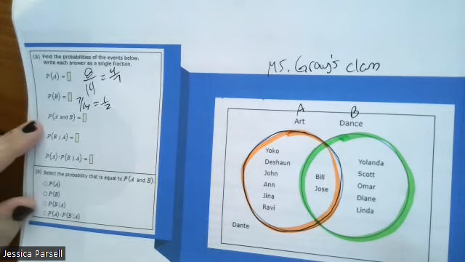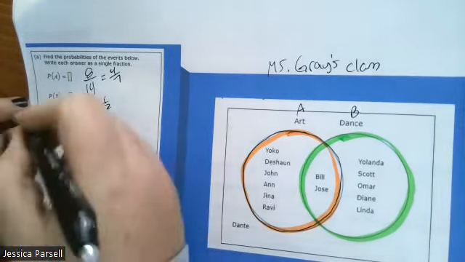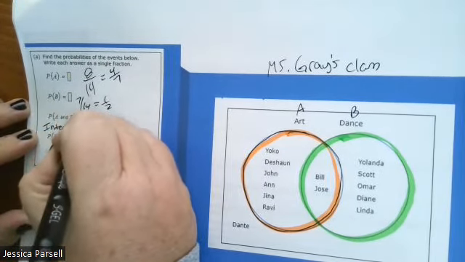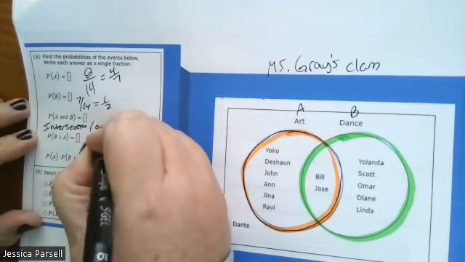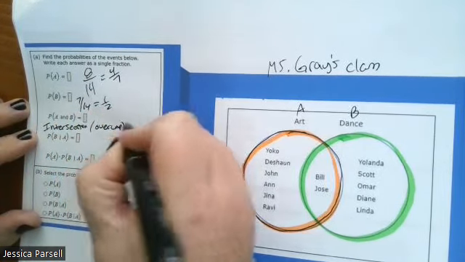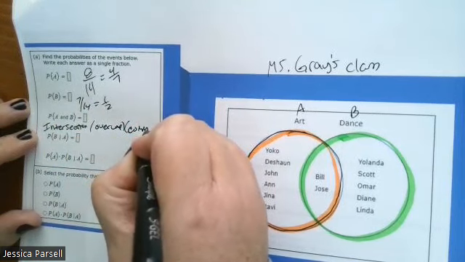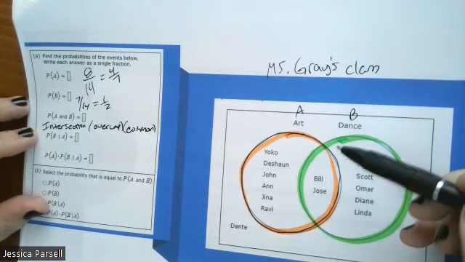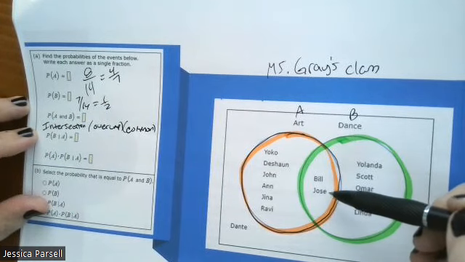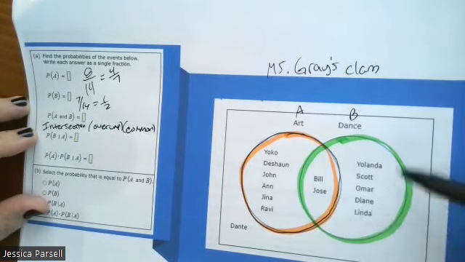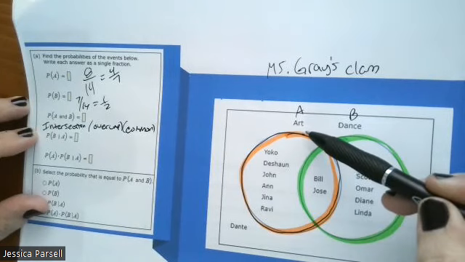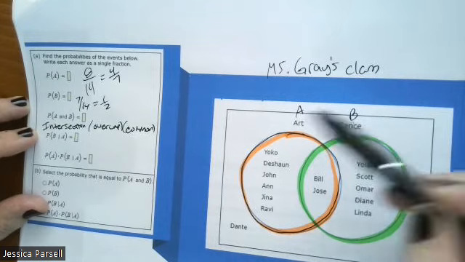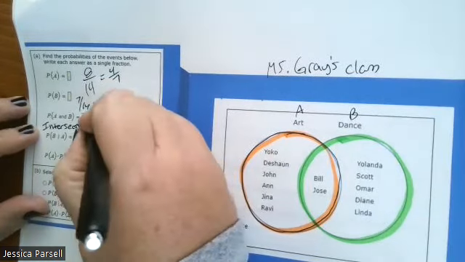All right, the next one is A and B. So if you remember, this is the intersection, or the overlap, or what's in common. Okay, so that's right here. Bill and Jose are hanging out in the overlap. What's in common between art and dance, between art club and dance club? Well, we have 2, Bill and Jose, out of all 14.